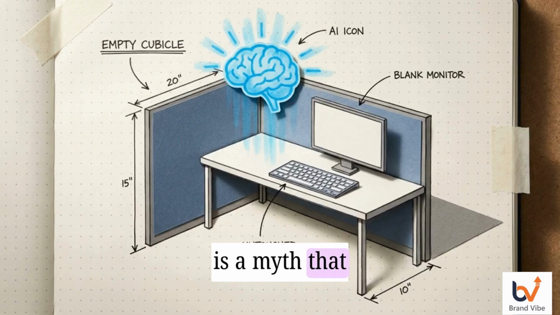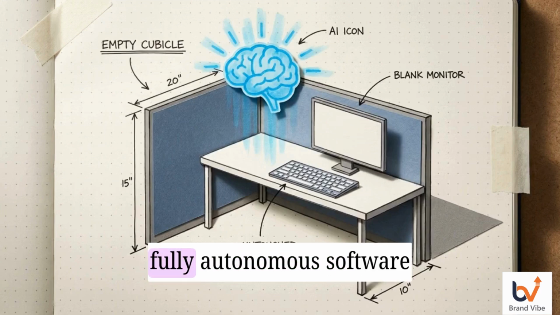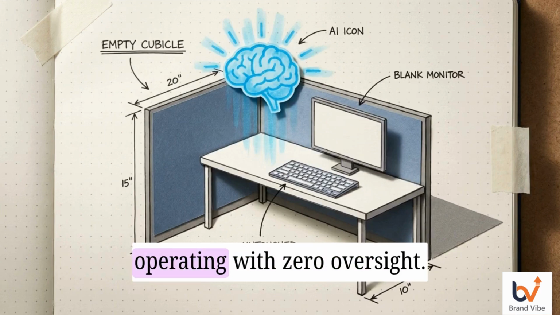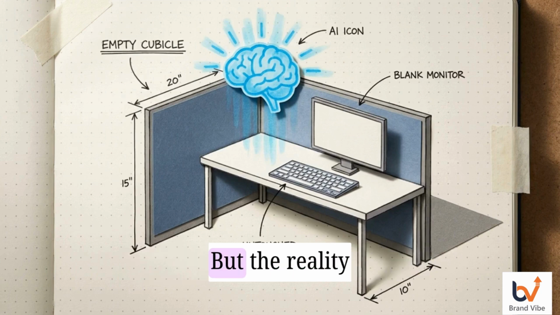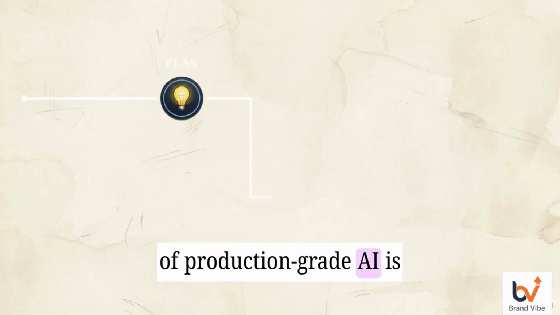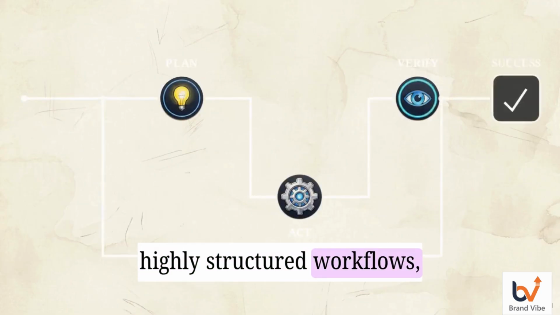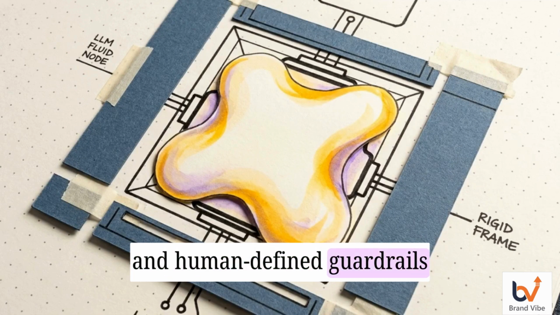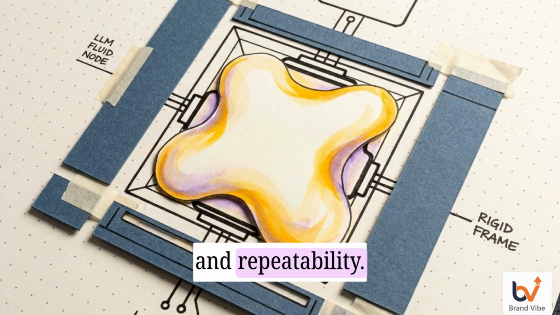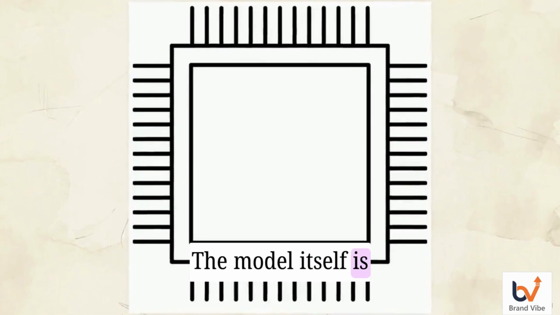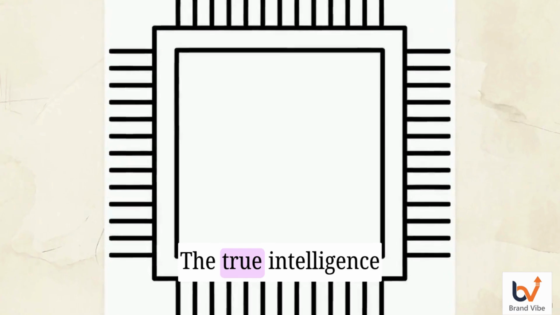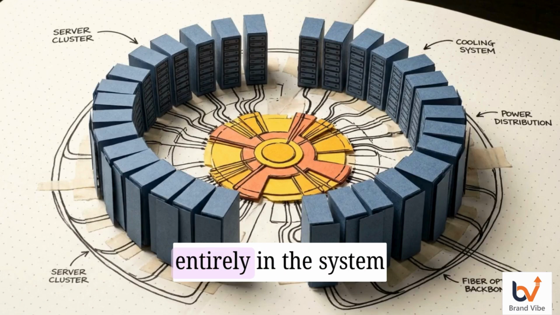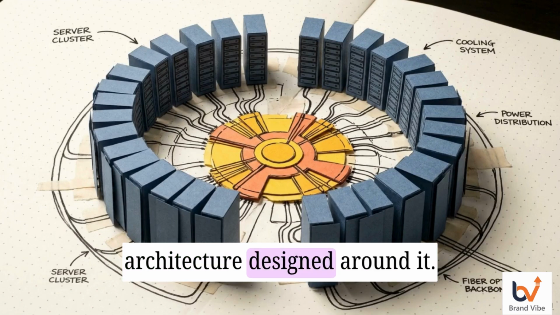There is a myth that the future of work belongs to fully autonomous software operating with zero oversight. But the reality of production-grade AI is highly structured workflows, where the language model provides the reasoning and human-defined guardrails provide the safety and repeatability. The model itself is just a component. The true intelligence of modern AI lies entirely in the system architecture designed around it.